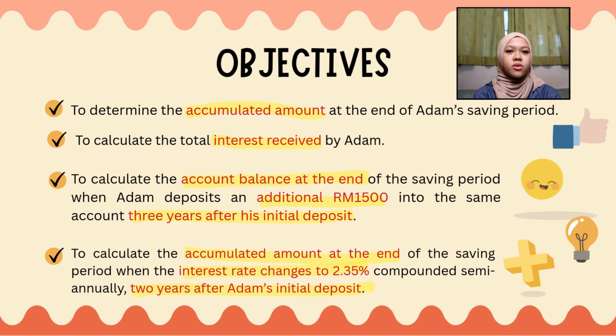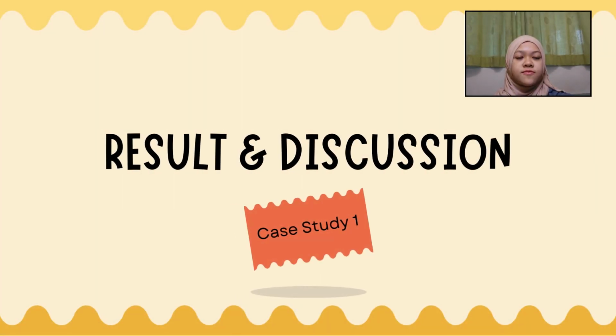Third is to calculate the account balance at the end of the saving period when Adam deposits an additional RM1,500 into the same account 3 years after his initial deposit. And lastly, it is to calculate the accumulated amount at the end of the saving period when the interest rate changed to 2.35% compounded semi-annually 2 years after Adam's initial deposit. Result and discussion for case study 1.